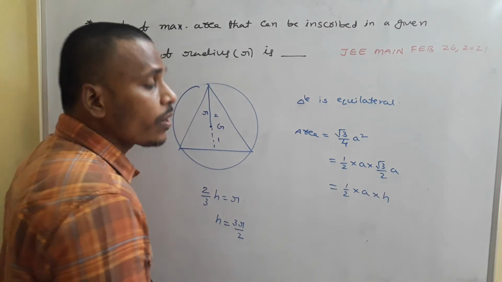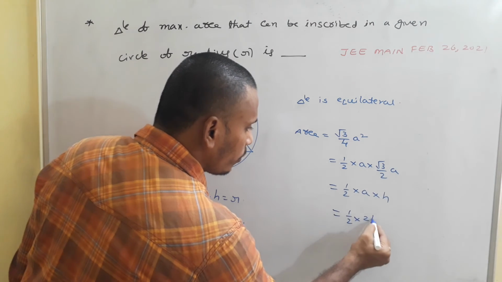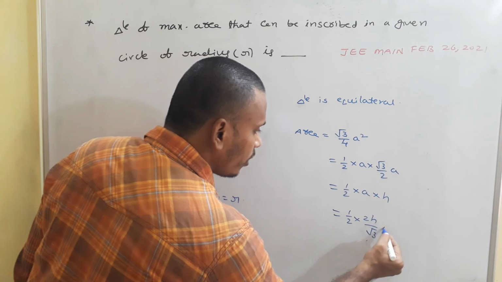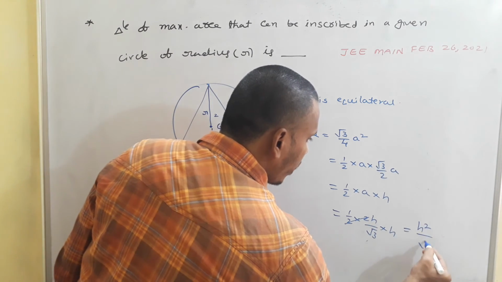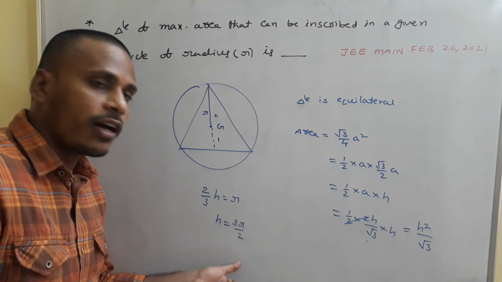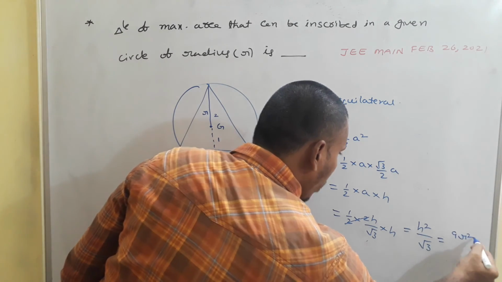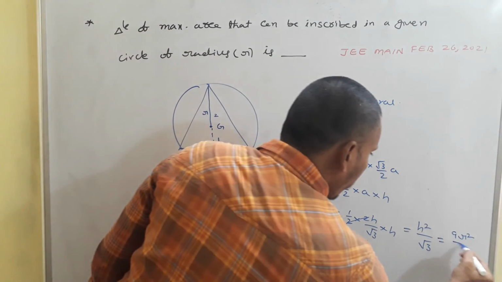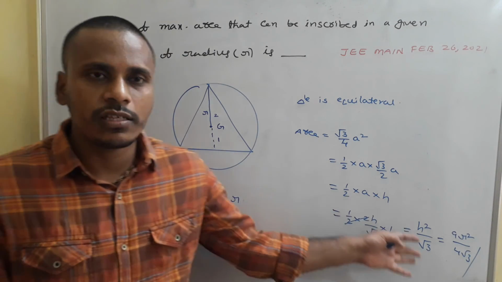Since it is h, what is a? a is 2h by root 3. So 1/2 into 2h by root 3 into h. If you cancel out, you are left with h square by root 3. Okay, but what is h square? h is 3r/2. Square it. That is equal to 9r square by 4 root 3. You just try to simplify this, and at the end this is our area.